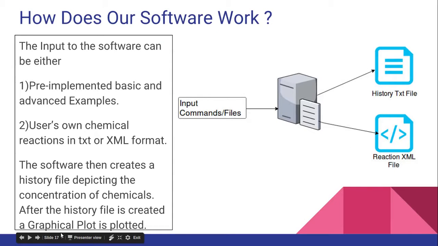So how does the software work? The software works by giving some input commands, or if you have your own chemical reaction, you can write that in a text file or an XML file and input it to our software. The software will create 2 files, the XML file and a history text file. The rate independent simulator can then plot the graph from either of this text file or the XML file.